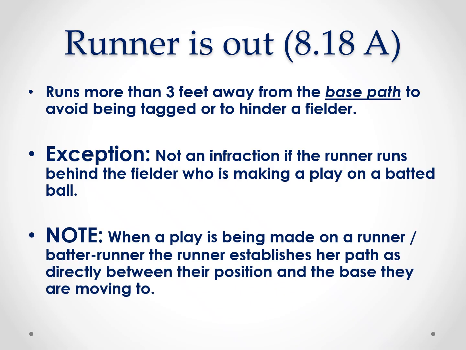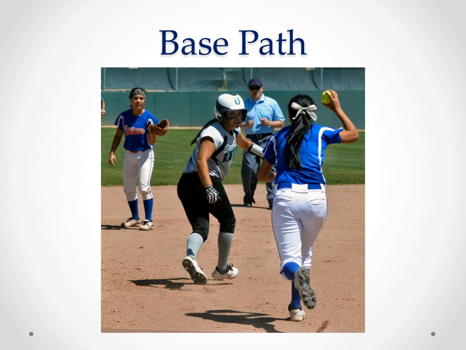Also note, when a play is being made on a runner, batter runner, the runner establishes her path as directly between their position and the base they are moving to. So at this moment, the runner's base path could be 3 feet to either side of where she's chosen to run at this moment.